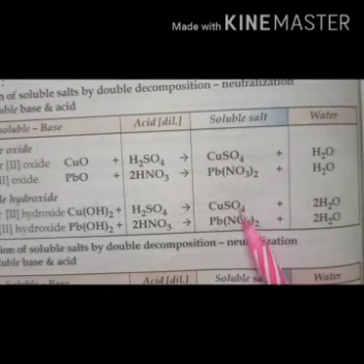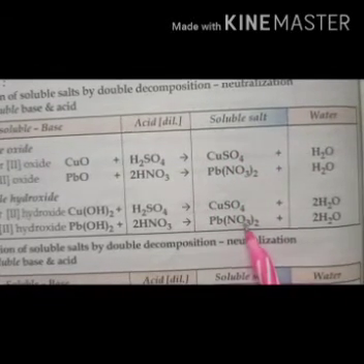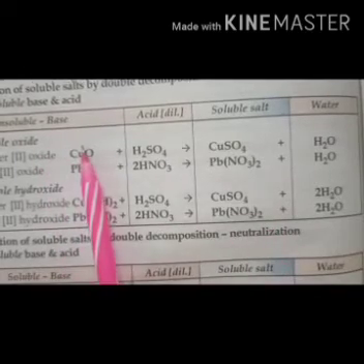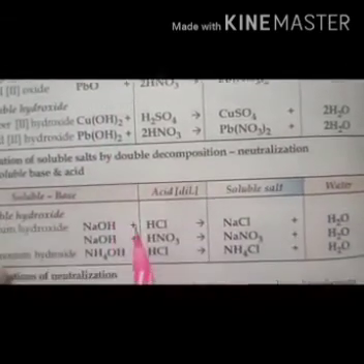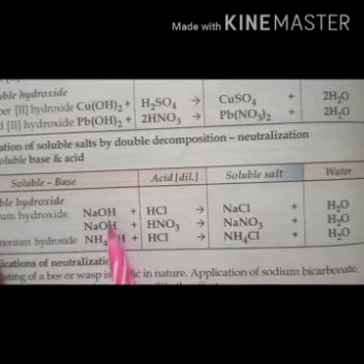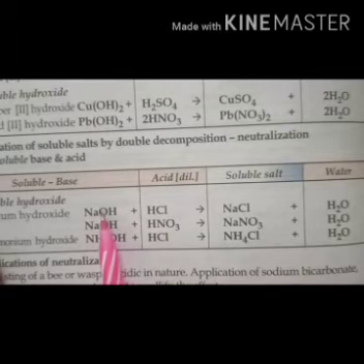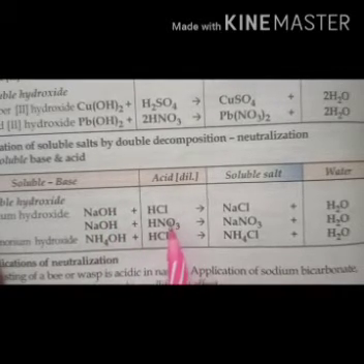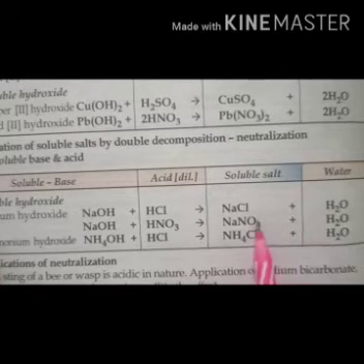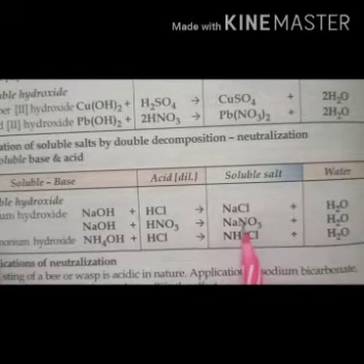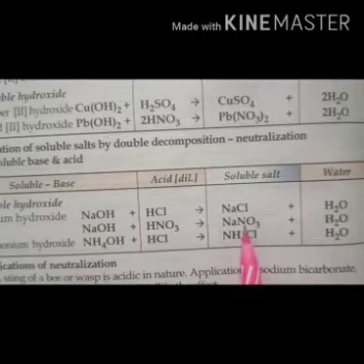And a question may ask, name any two soluble salts. So these are two soluble salts, and these are insoluble bases. But name two soluble bases. And what are soluble bases? These are alkalis. So when alkalis react with acid, they also form salt and water. And which salts are formed? Soluble salts are formed. Right.